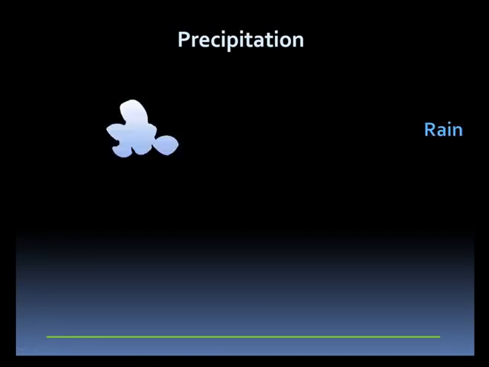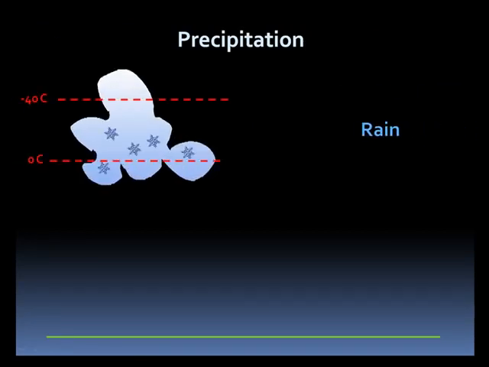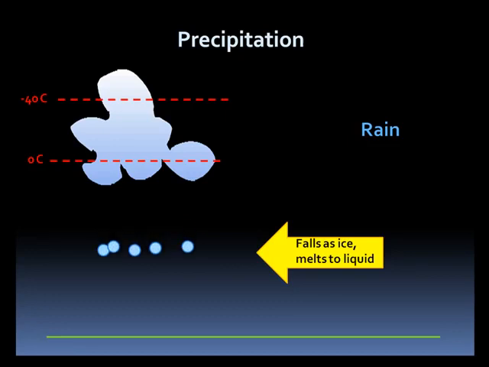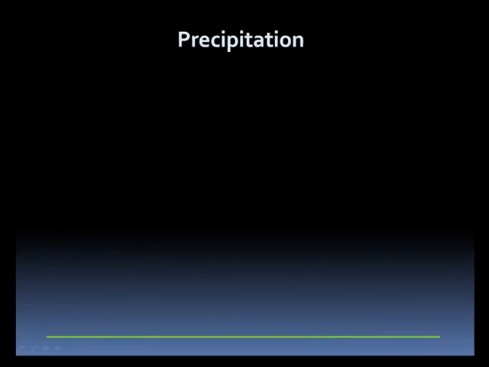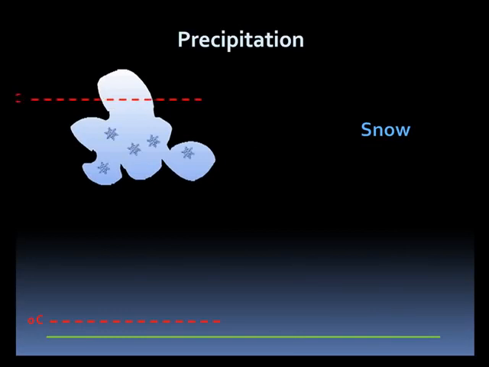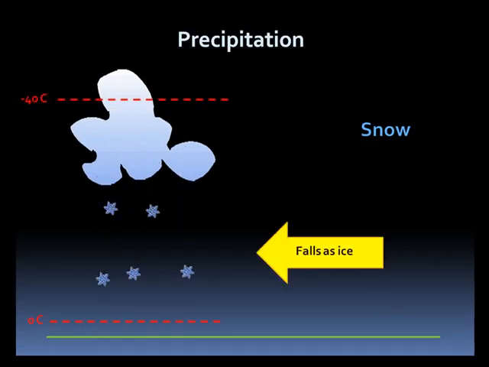Now in this cloud, the freezing level is at the bottom of the cloud. Ice crystals fall out of the cloud but melt on their way to the surface, reaching the ground as rain. Would this be collision coalescence or the ice crystal process? You said ice crystal process. You are correct. For snow, we have a cloud where ice crystals fall out of it and it stays cold enough for them to reach the ground as snow.